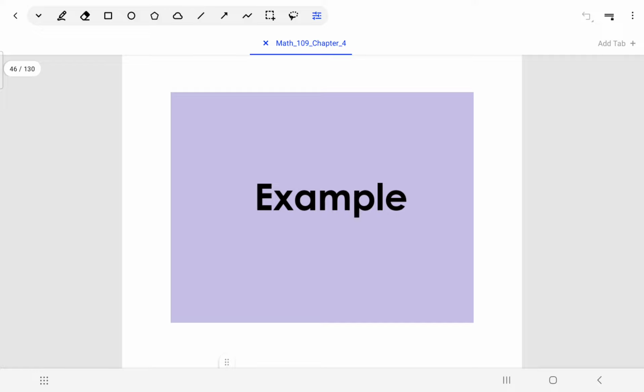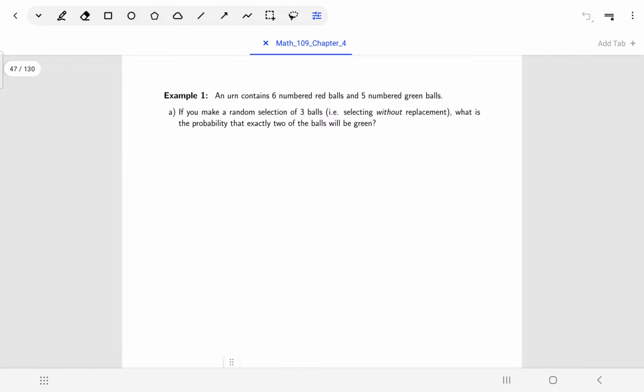So let's get started with some examples. For this first example, we've got 6 numbered red balls. When I say numbered, you can imagine them having like a 1, 2, 3, 4, 5, 6 written on them. And same thing with the green balls. They have numbers written on them, which means I'll be able to tell them apart. So I can tell selecting green ball number 1 versus green ball number 3. I'll be able to tell these green balls from themselves.